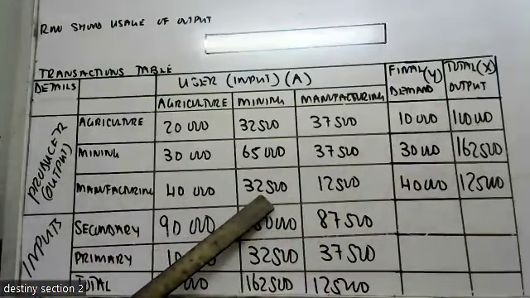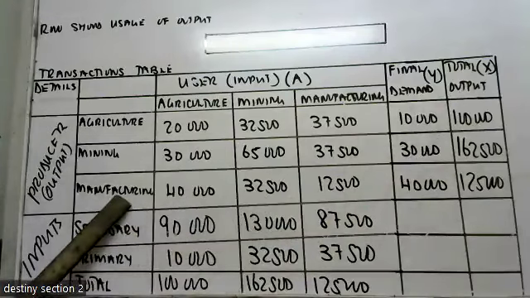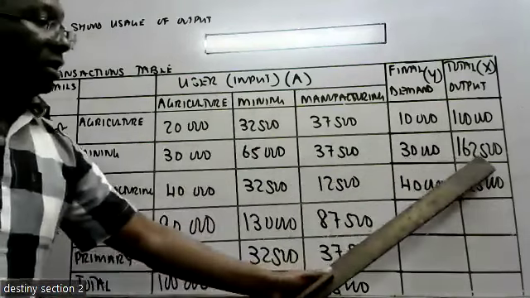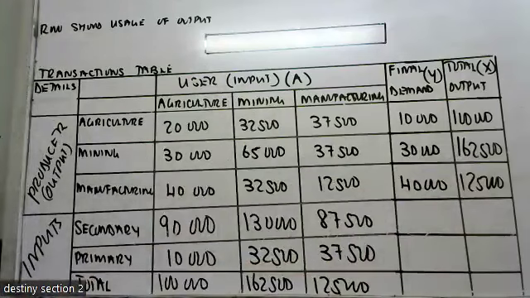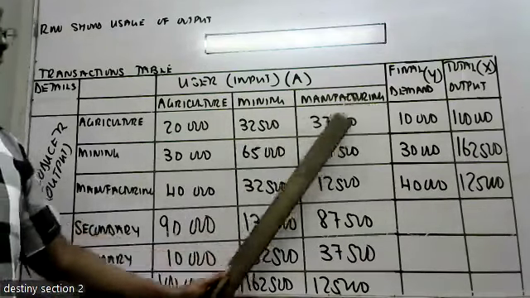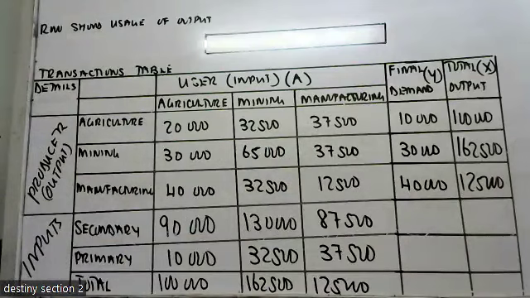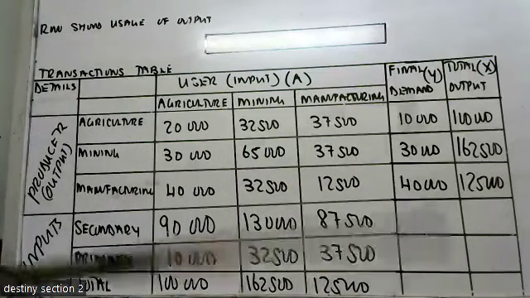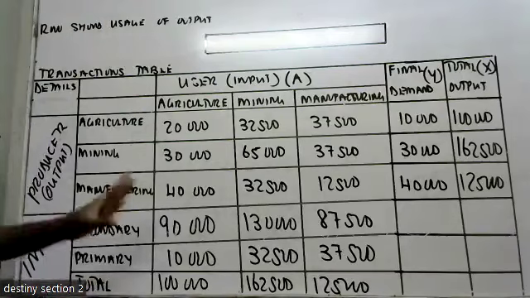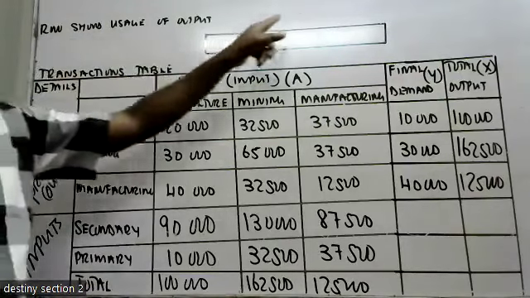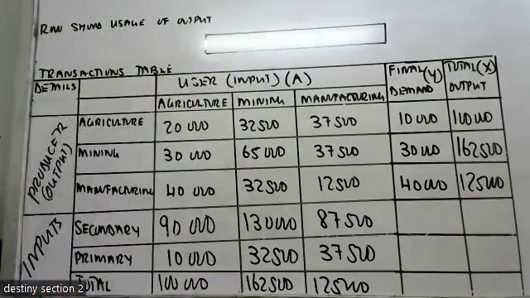That 2,500 is the output from manufacturing that is used by mining so that mining can make 162,500. 12,500 is the output from manufacturing used by manufacturing so that manufacturing can make what? Yes. And the same can be argued like this. Let me stop with that point. So that is how you interpret what? A row. Let us now interpret a column.